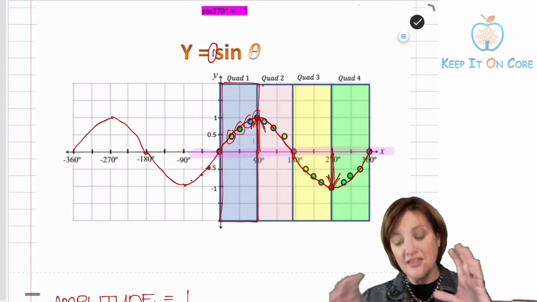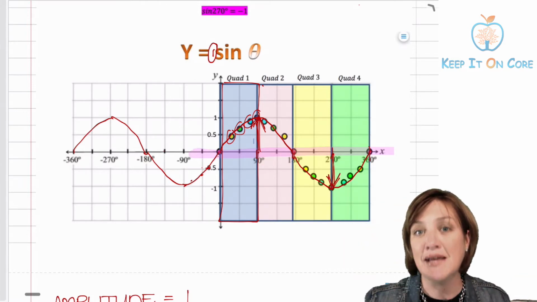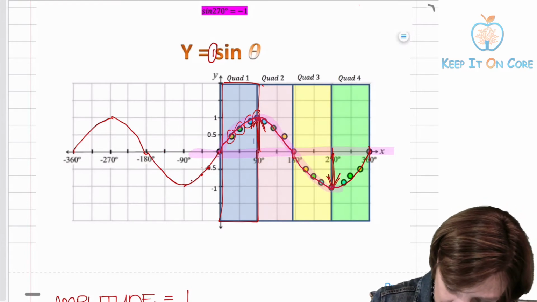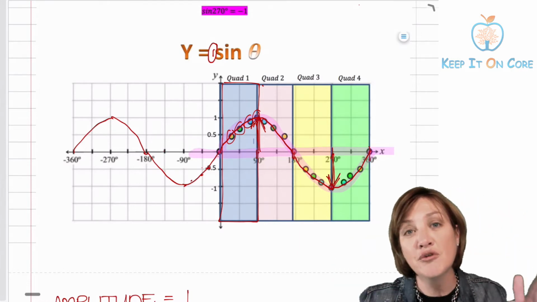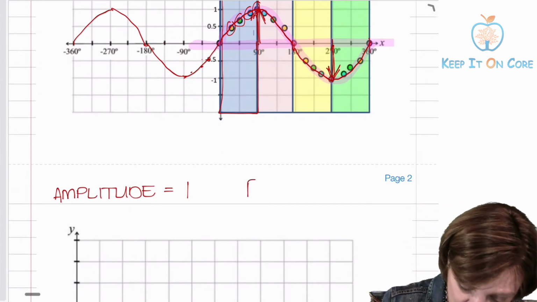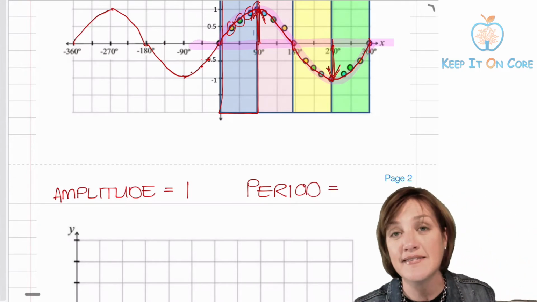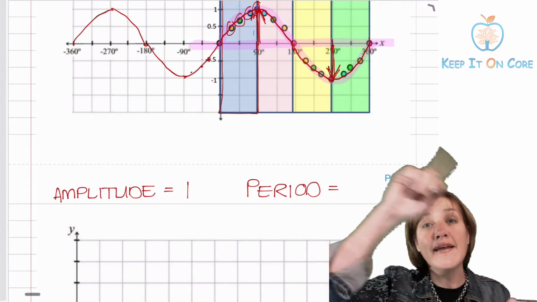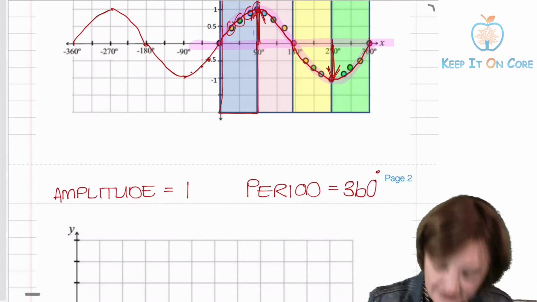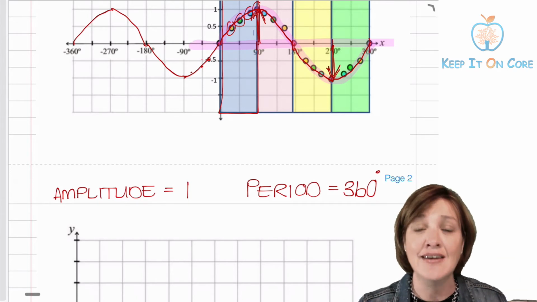Okay, so the sine graph is periodic in nature, meaning it repeats its cycle every so many degrees. And do you agree with me that it takes a total of 360 degrees to complete a full cycle of your sine graph? So that represents what we refer to as the period. The period is how many degrees it takes for your sine graph to complete one full cycle of itself. So the period of a sine graph is 360 degrees. That's your basic standard sine graph.